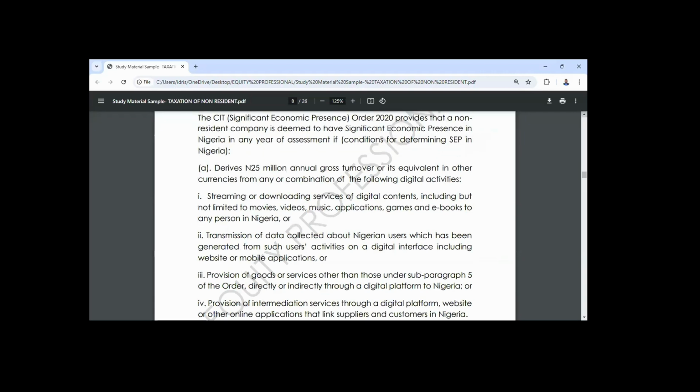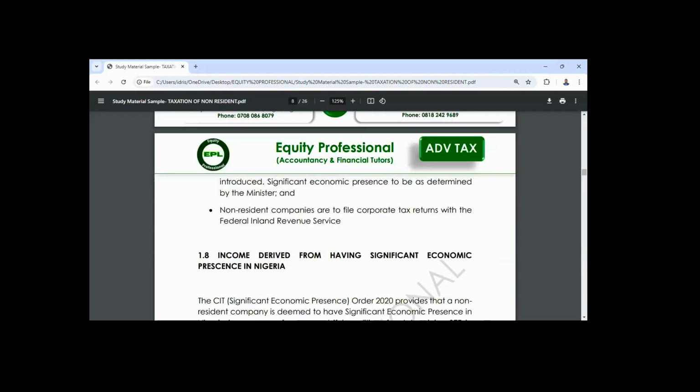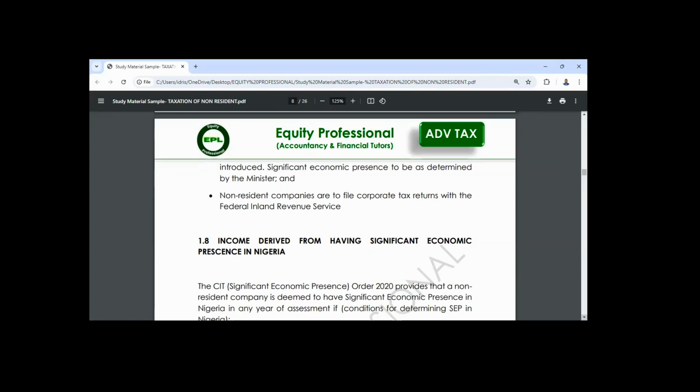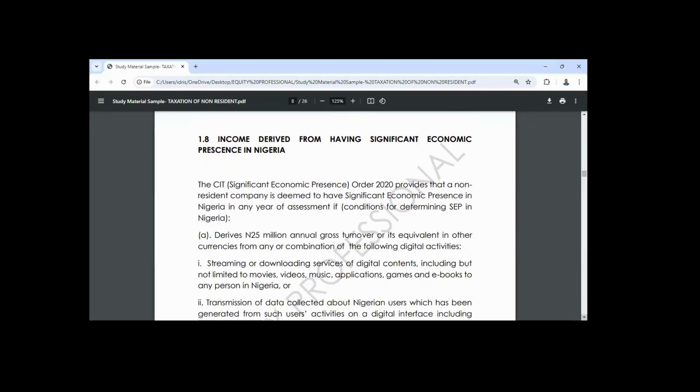So let's look at a situation of income derived by a non-resident company from having significant economic presence. What does significant economic presence mean? According to the Finance Act 2020, a company may not be in Nigeria, they may not have an office in Nigeria, but they may be deriving income in Nigeria through IT, online service. In that case, despite that they are not in Nigeria, they are deriving income through a Nigerian website domain, that means they have significant economic presence in Nigeria.